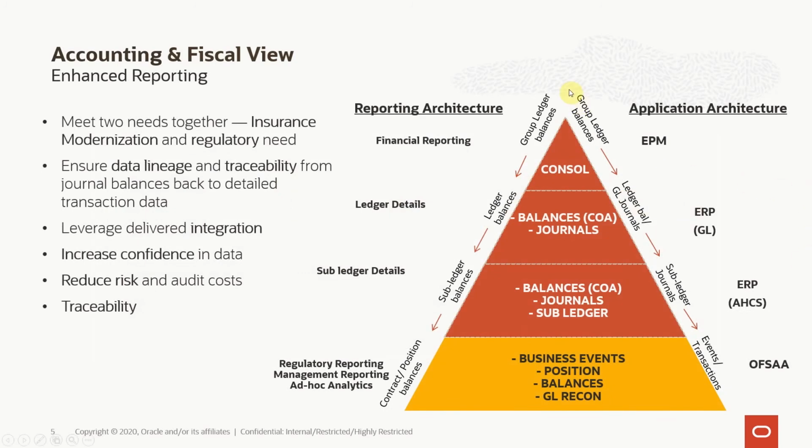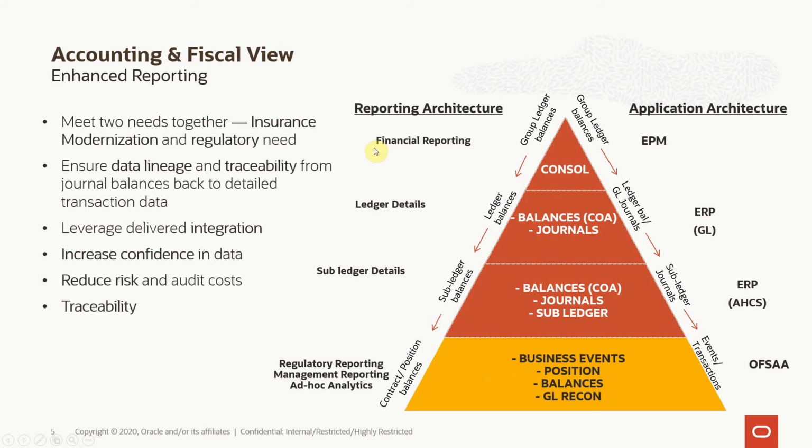So we'd like to show you now how you can leverage this platform in order to move from the consolidated layer of the EPM, passing to the chart of account, balances, and journals views, moving down into the accounting hub and looking at the journal subledger entries, down to the most granular detail at the bottom of this pyramid, which represents the business events view, the position view, the balances, and as well the capability to reconcile your balances on the underlying event transaction layer within the account balances in the GL.